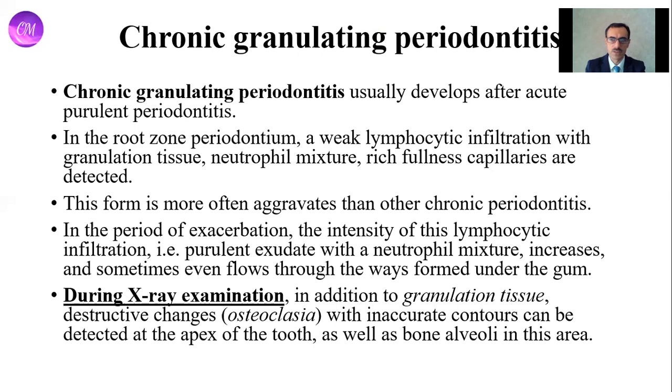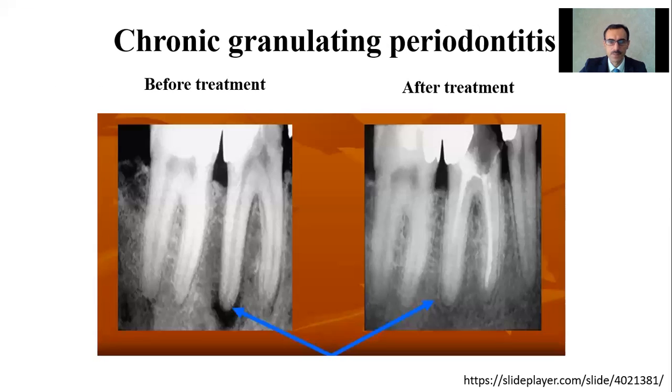The X-ray examination shows, in addition to granulation tissue, destructive change, osteoclasia with inaccurate contours that can be detected at the apex of the tooth, as well as the bone alveoli in this area. Here we see chronic granulating periodontitis before treatment and after treatment, where we see the recovery of this lesion.